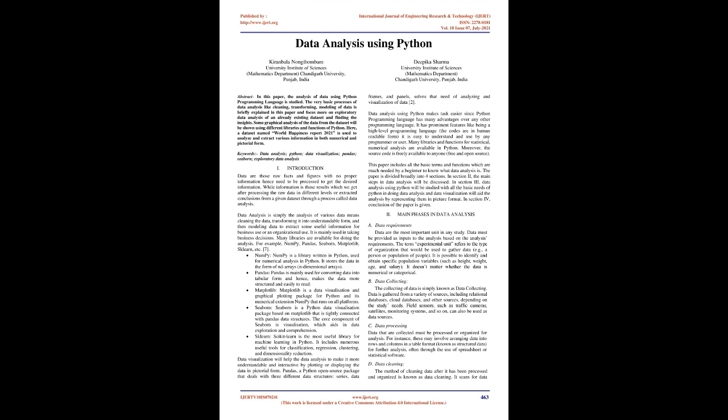Introduction. Data are those raw facts and figures with no proper information, hence they need to be processed to get the desired information. While information is those results which we get after processing the raw data at different levels, or conclusions extracted from a given dataset through a process called data analysis. Data analysis is simply the analysis of various data, meaning cleaning the data, transforming it into an understandable form, and then modeling data to extract some useful information for business or organizational use. It is mainly used in making business decisions.